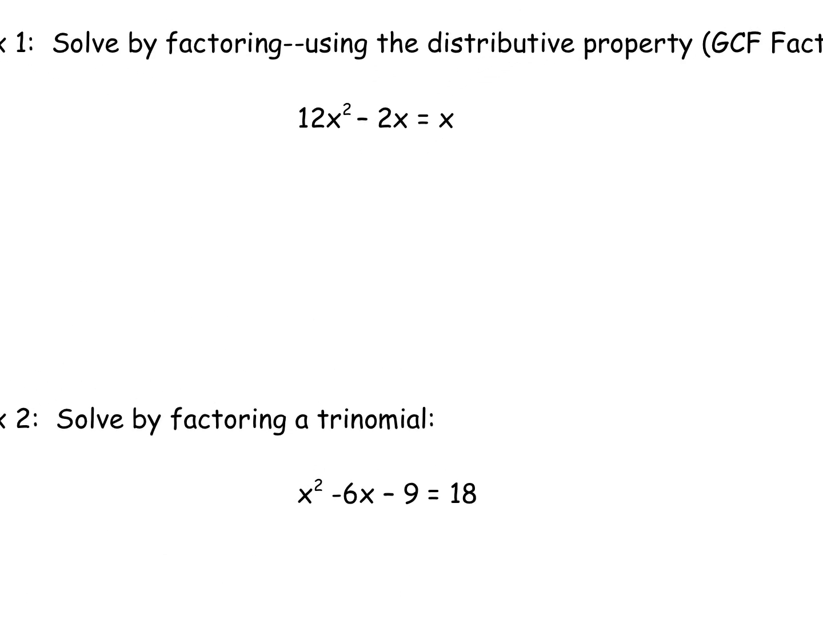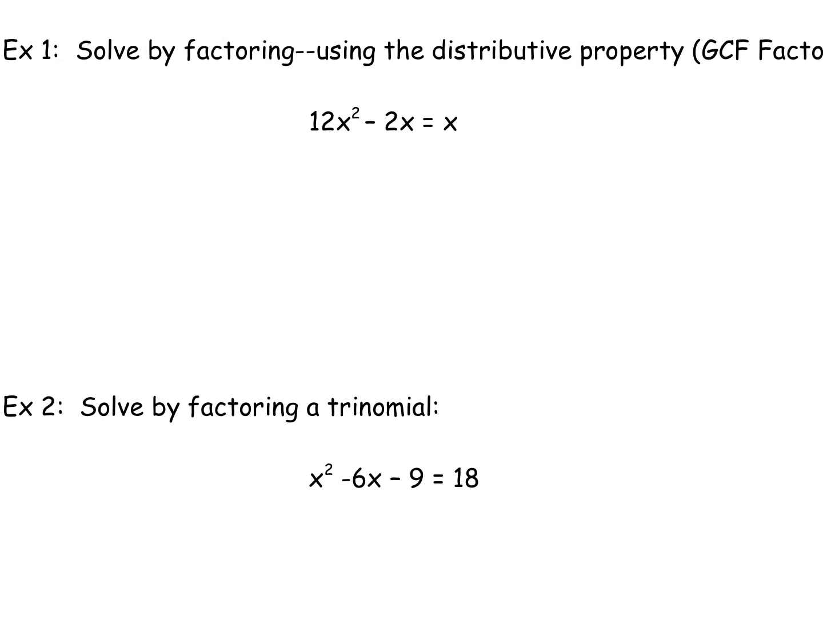So the first thing we're going to do is we're going to look to get our equation equal to 0. Now, if you look at 12x squared minus 3x, I know that there is a common factor between 12x squared and negative 3x, and that is a 3x. So if I factor a 3x out of both of those, I'm left with a 4x minus 1, and so I have 3x times (4x minus 1) equals 0.